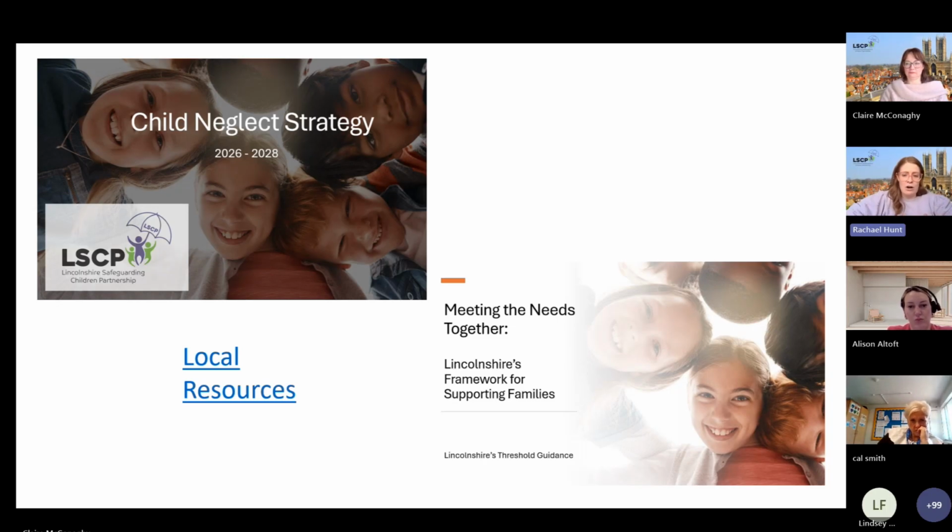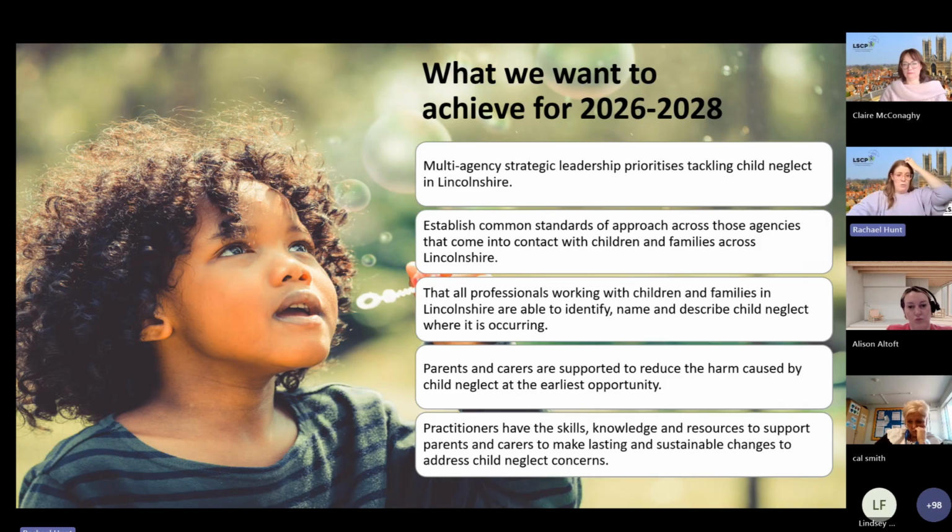We've also just launched a new child neglect strategy, which moves us on a little bit from some of the work that we've already done and gives us some key actions within Lincolnshire. And just one of the points we wanted to say, these are the areas that we would like to achieve between 2026 and 2028, specifically on child neglect.